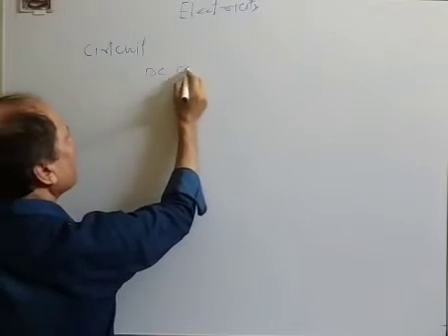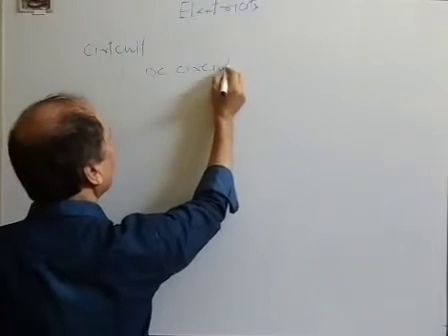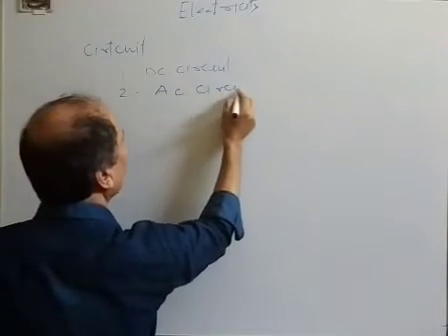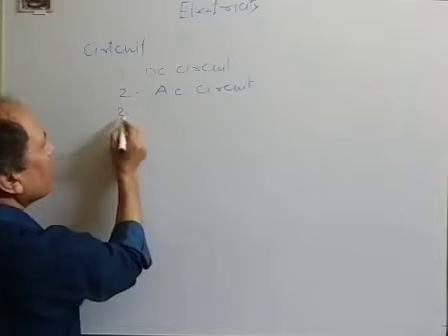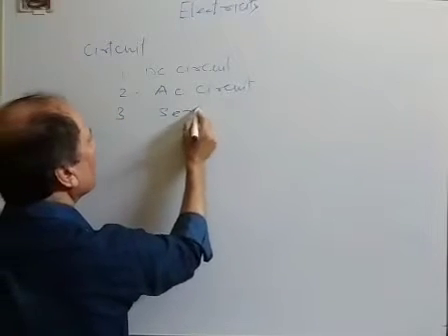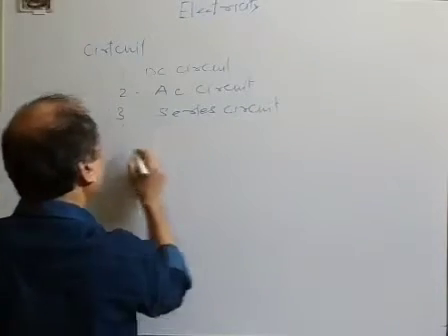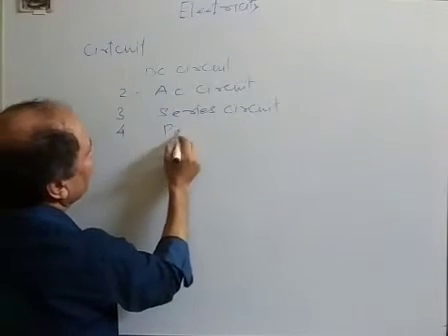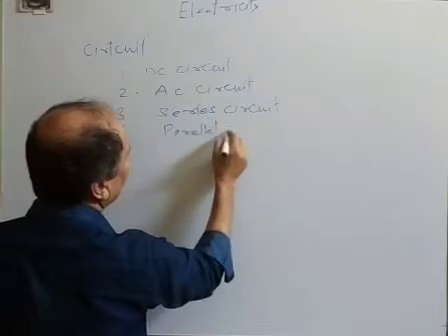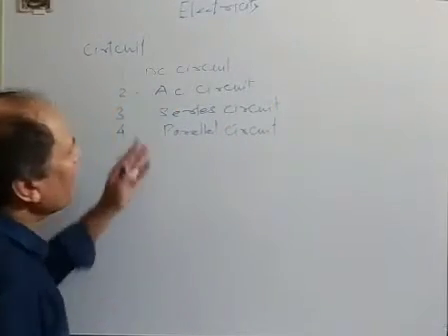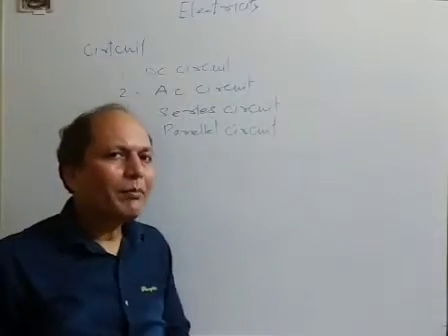DC circuit. Number 2, AC circuit. Number 3, series circuit. And number 4, parallel circuit. So now be ready one by one.